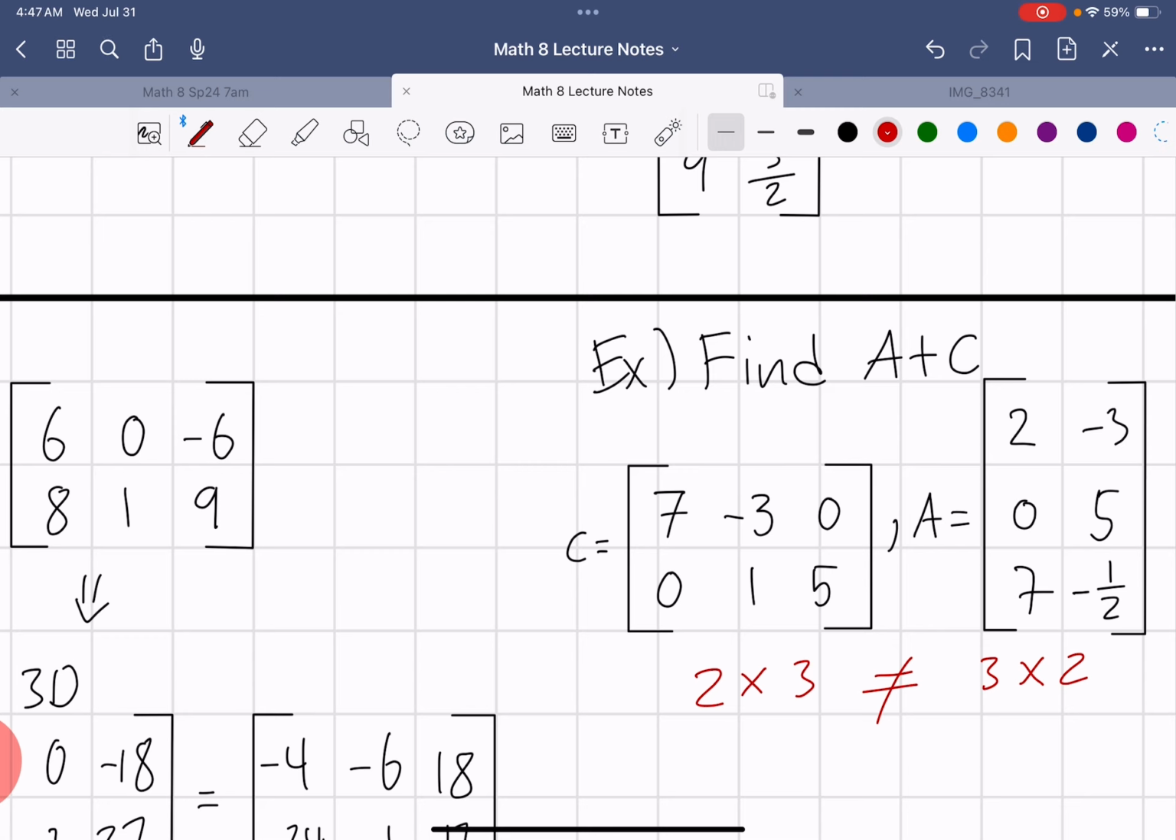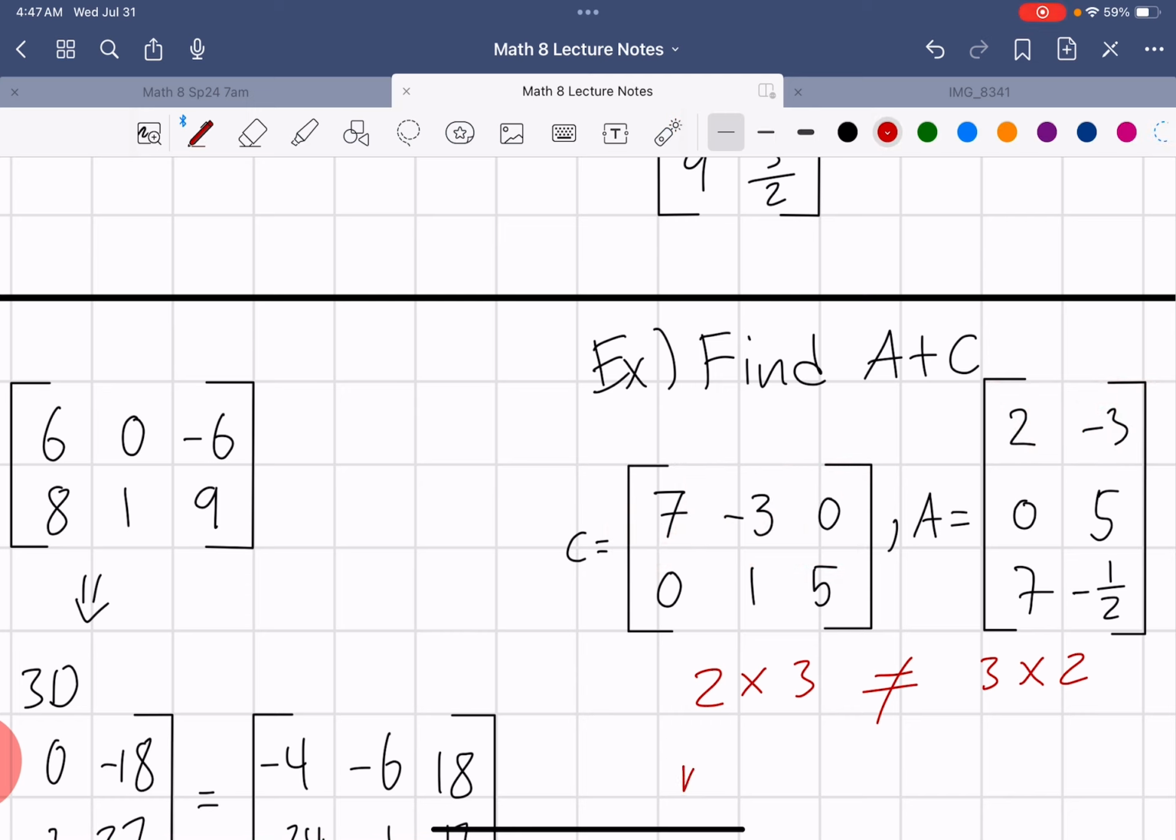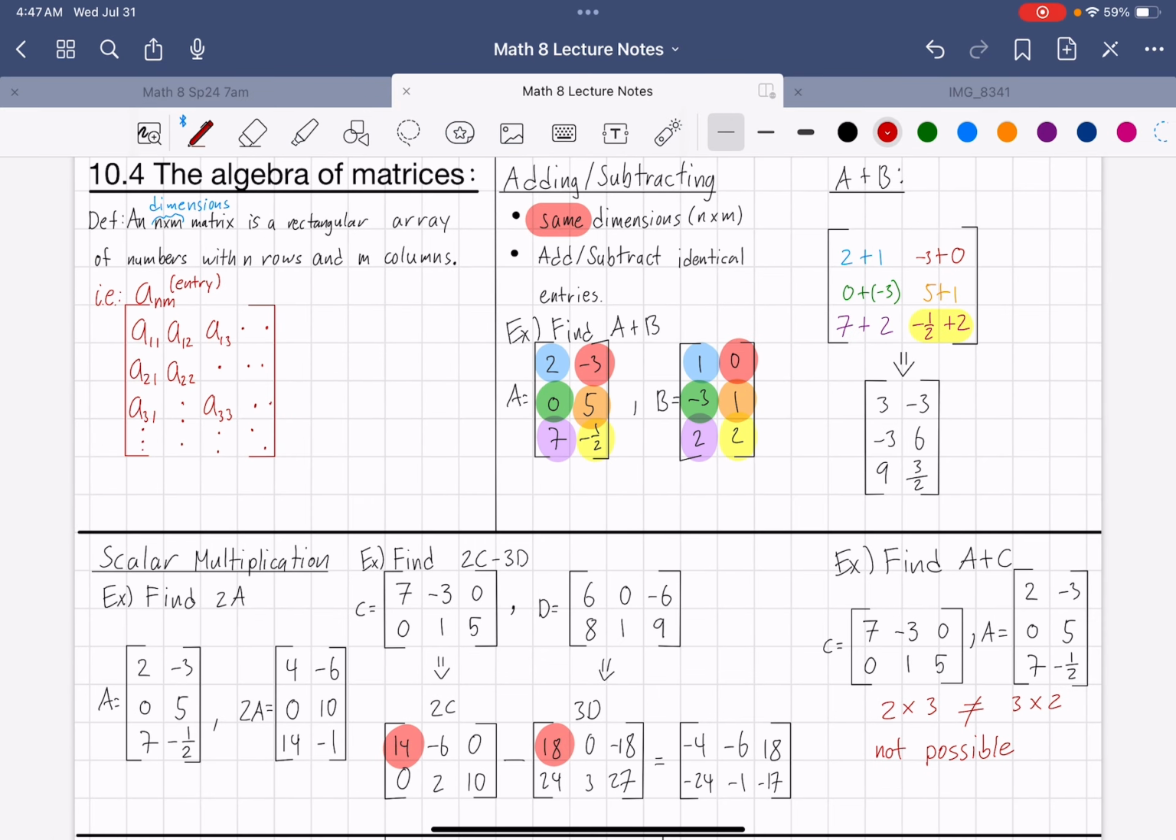And because they're not equal to each other, we cannot add them. Even though, yes, we'd be able to add the first entries together, the second entries together, but when we get to that third entry in the first row, there is no additional number to add with. So that's why we need the dimensions to be the same. So in other words, this is not possible. And this is pretty quick, right? That's why I'm going through it a little fast. It's self-explanatory in some of these ideas.